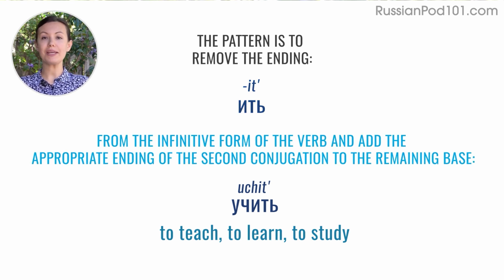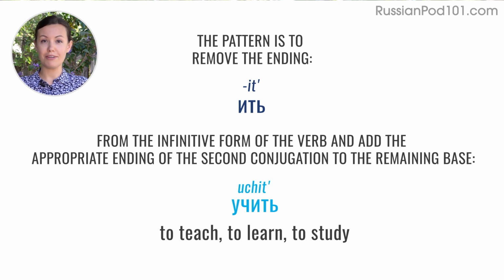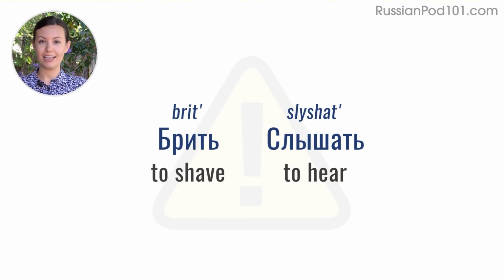The pattern here is once again to remove the ending ить from the infinitive form of the verb and add the appropriate ending of the second conjugation to the remaining base уч. Most verbs ending in ить are second conjugation verbs. There are a few exceptions, such as the verbs брить, to shave, and слышать, to hear.